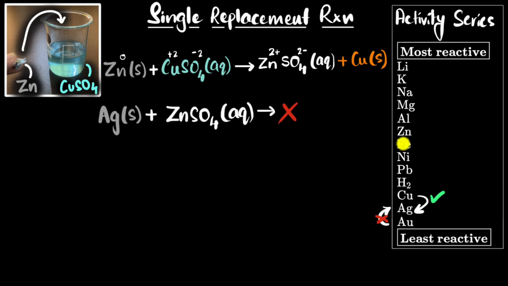Now, before we move on, do you see something weird in the activity series? It's supposed to be all metals. This is all about metals, but guess what? We also see hydrogen over here. What's hydrogen doing over here? This is not a metal, right?